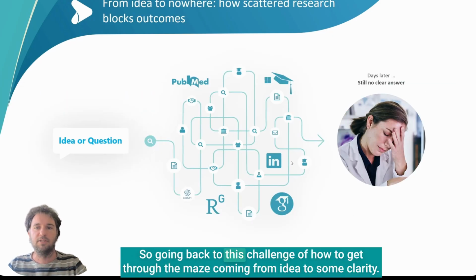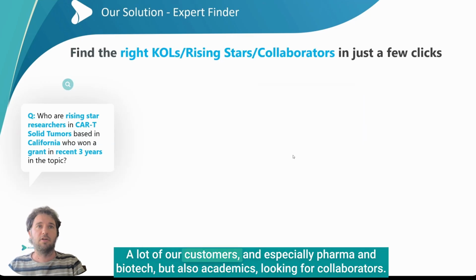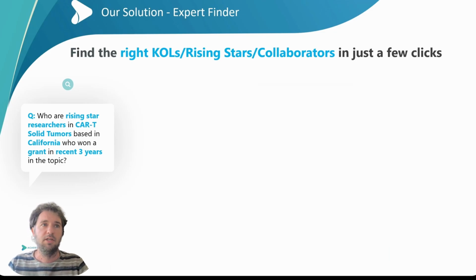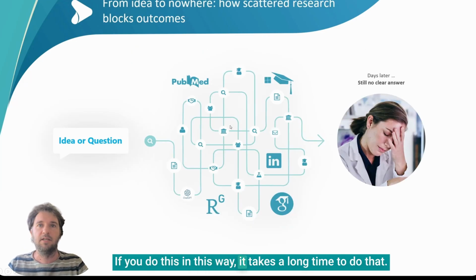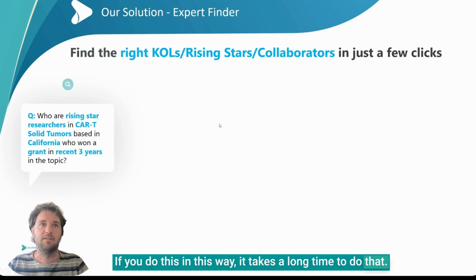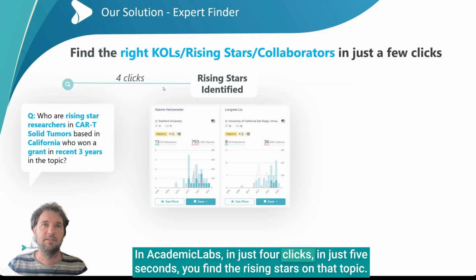So going back to this challenge of how to get through the maze, going from idea to some clarity. A lot of our customers, and especially pharma and biotech, but also academics looking for collaborators, they can, for example, search for who could be rising star researchers on CAR-T solid tumors in California who got grants in the recent years on this topic. If you do this in this way, it takes a long time to do that. In AcademicLabs, in just 4 clicks, in just 5 seconds, you find the rising stars on that topic.